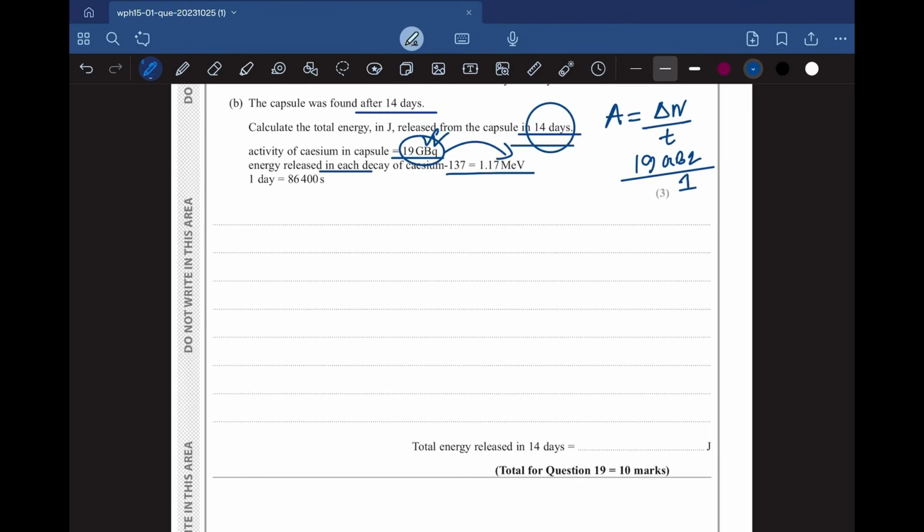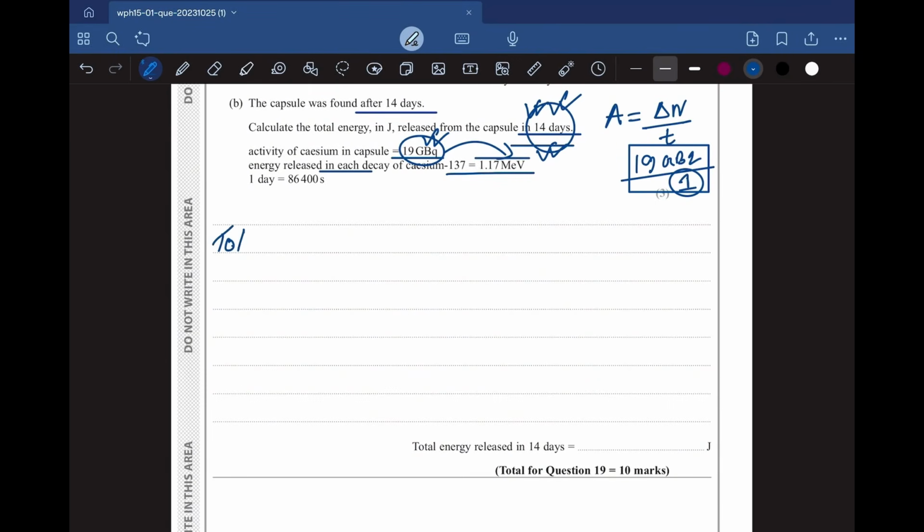and it happened for 14 days, not only 1 second. So we'll have to take into consideration how many seconds it acted for. So it was for 14 days. If in 1 second it released 19 gigabecquerels of atoms, then in 14 days how much did it release? 19 gigabecquerel is the number of atoms decayed. Now in each atom how much energy was released, we'll have to take into consideration as well.